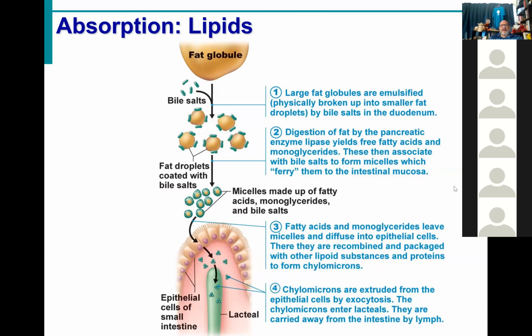So notice we have that big, huge fat globule. The bile salts emulsify it, break that one globule into a bunch of small ones, allowing the enzymes to get in here and break them up. And as the enzymes break it up, they mix with the bile salts and they form the micelles. The micelles enter the apical surface by simple diffusion, and then they are mixed with other lipids. So I mentioned like steroids, I mentioned cholesterol.